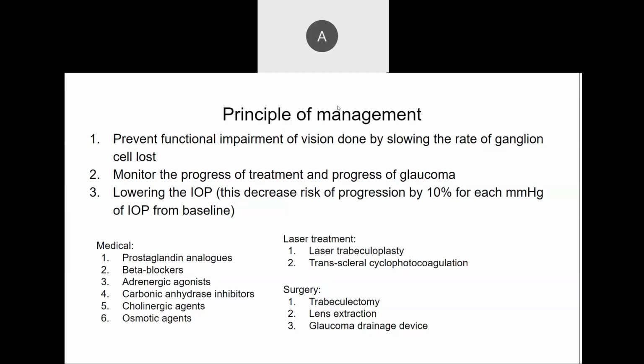Principle management, basically kita prevent visual impairment. Okay, and then monitor progress. Okay, lowering the IOP. Okay, then you can say the management can be divided into medical, laser, and also surgical treatment. Okay, this is a good slide. Okay, next.